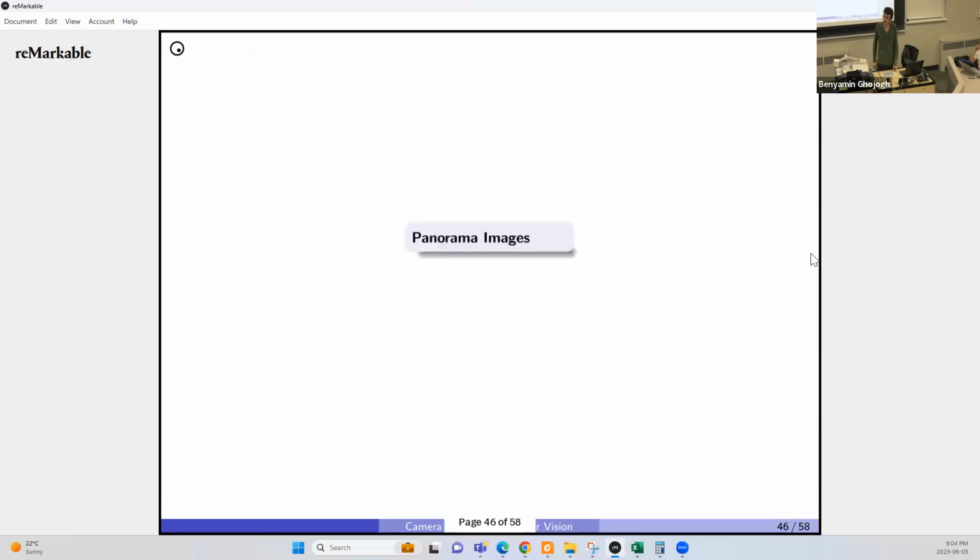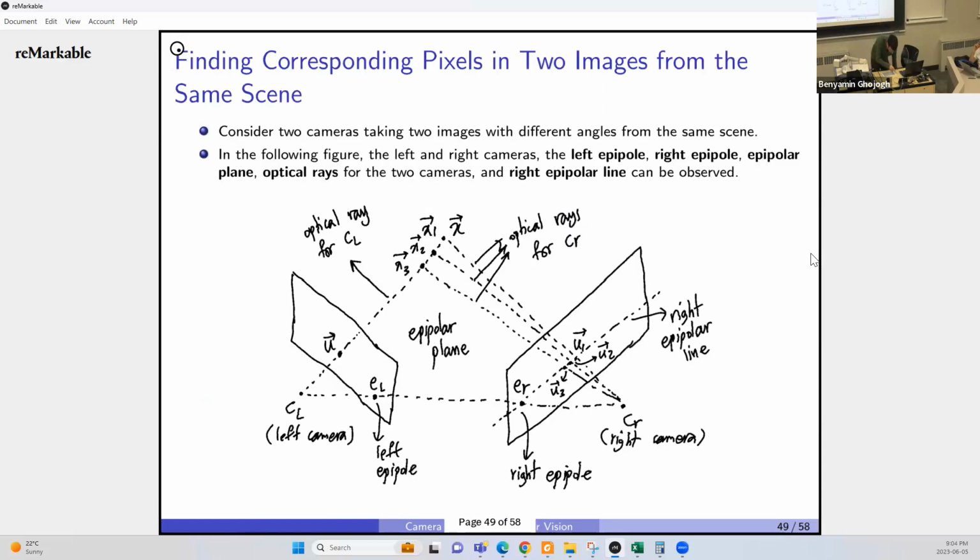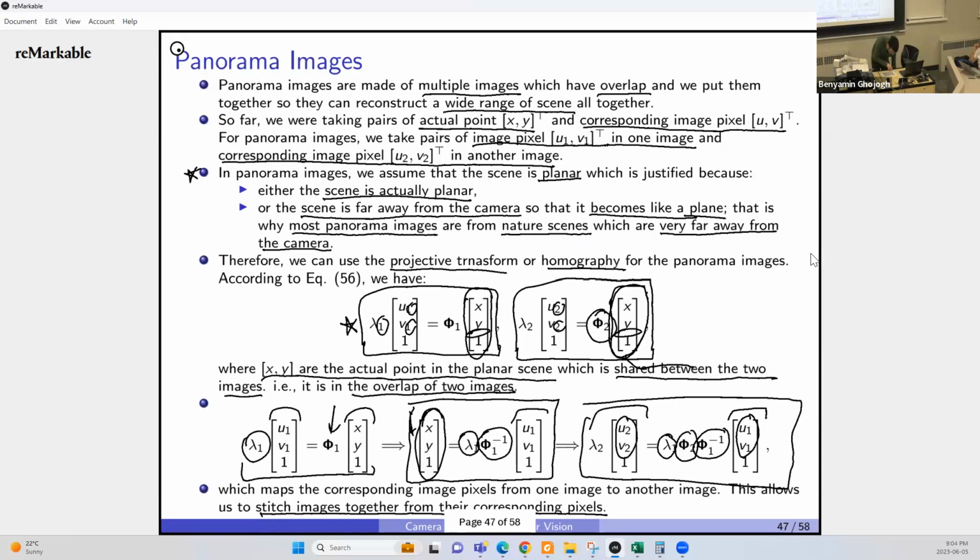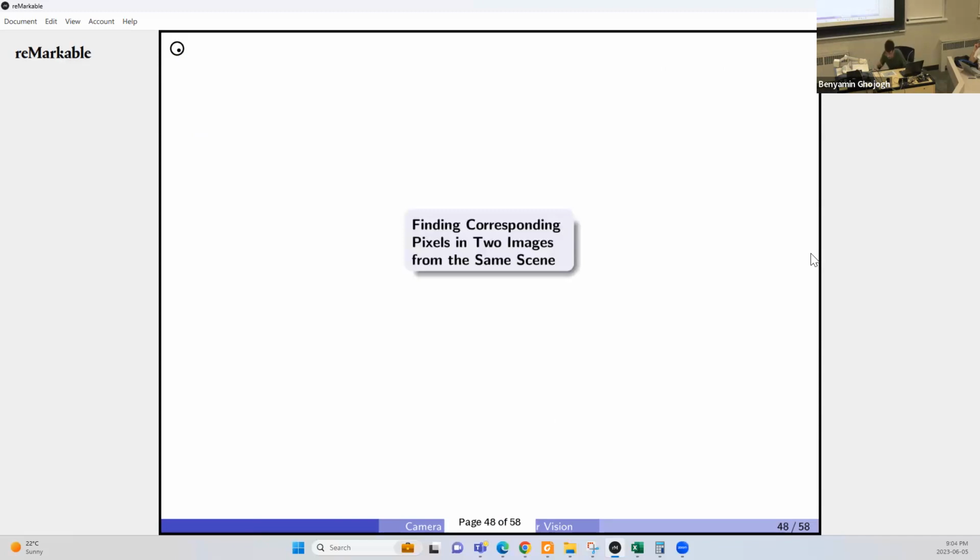Any other question? No? Okay. So here, where were we? And okay, beauty of panorama is over.